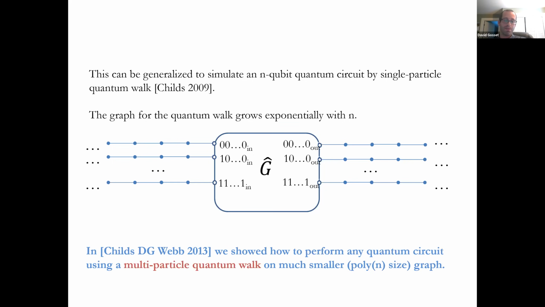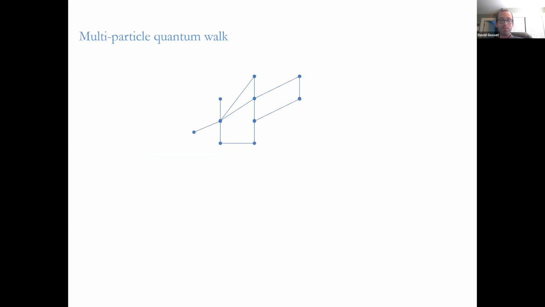But in this work in 2013 with Andrew and Zach Webb, we showed that you could perform an n-qubit quantum computation using a linear number of quantum particles. So now, instead of just a single quantum walker, we have n. And the benefit of adding a linear number of walkers is that the graph can now be reduced in size from exponential to polynomial in n. And so that's what I want to tell you about in the remainder. So how do we do that? Well, first I better tell you what the model of multi-particle quantum walk is that we consider.